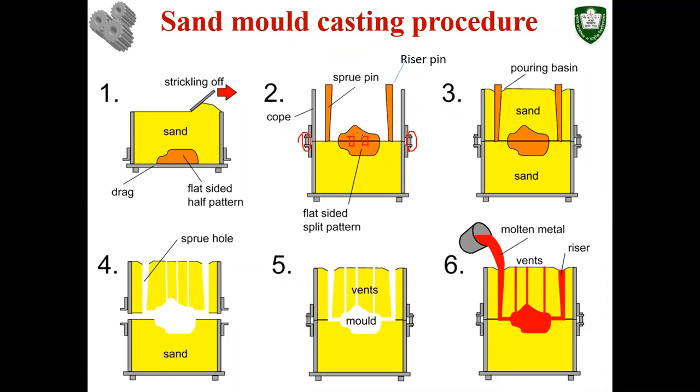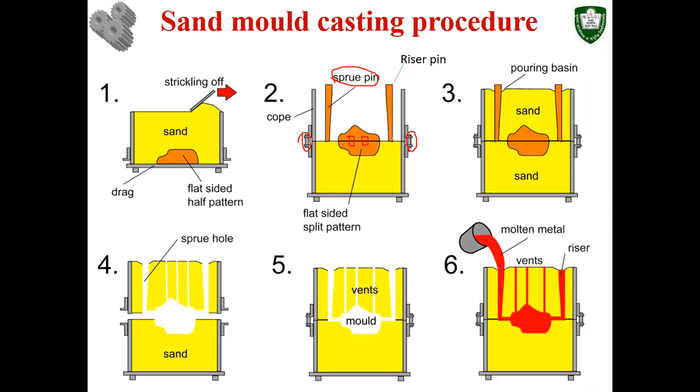Once the second part is placed, you need a solid part that is called a sprue pin, through where you don't want the sand to go. You want this place to be empty. Sand should not go in this place. So you put a sprue pin, and you put a riser pin, through which you will see the material filling up.